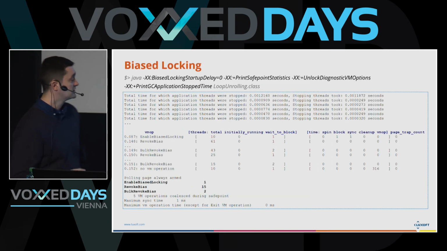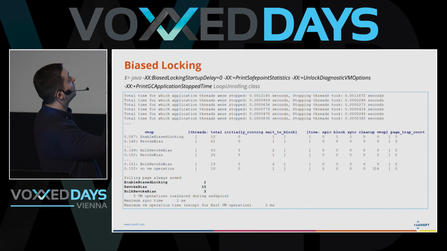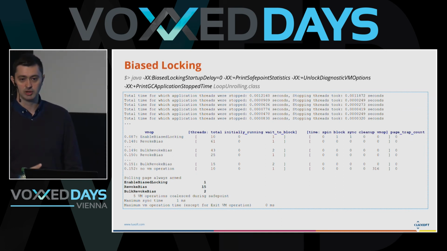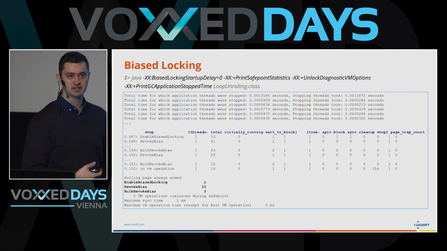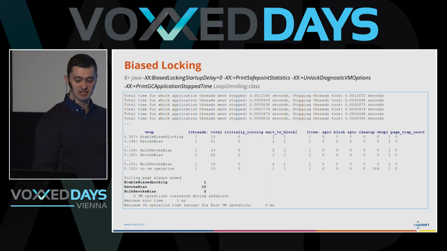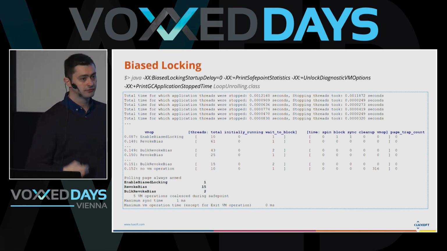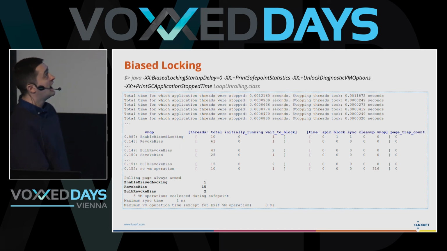And I started my JVM with biased locking startup delay 0. Why is that? Because by default the biased locking scheme is active after, I think, 4 seconds, so it's not enabled from the very beginning. So I started my JVM with 0 because I want it from the very beginning, just for the sake of my tests. And I printed the application's stop the world pauses.